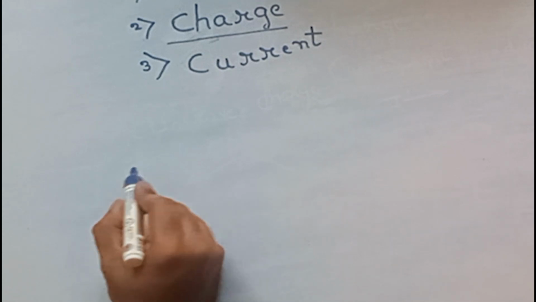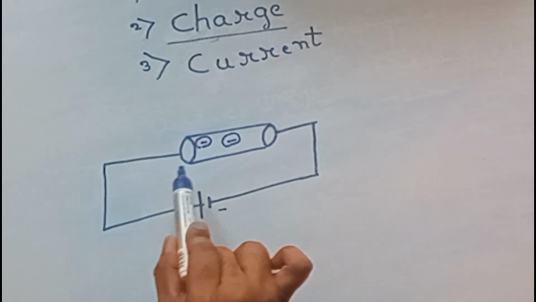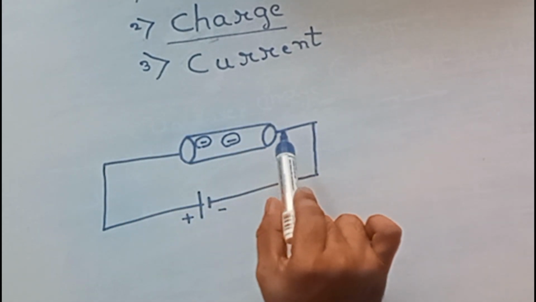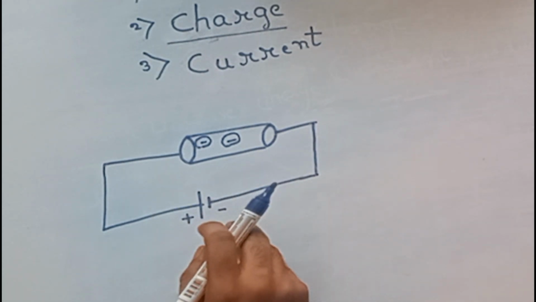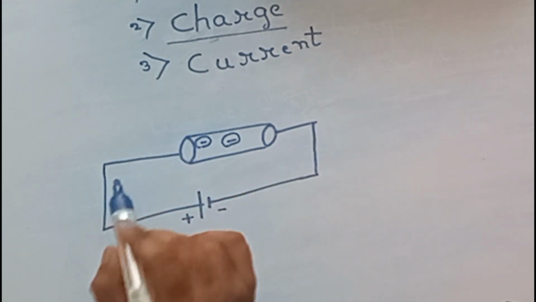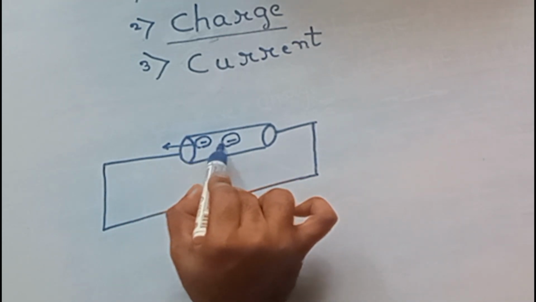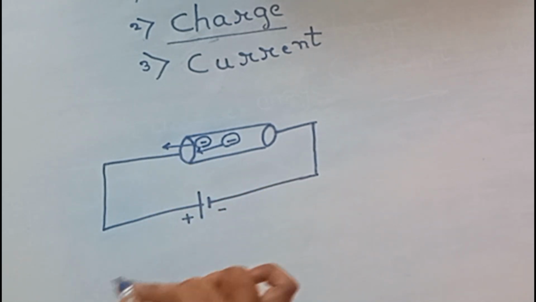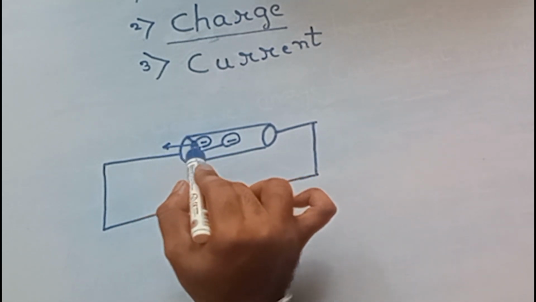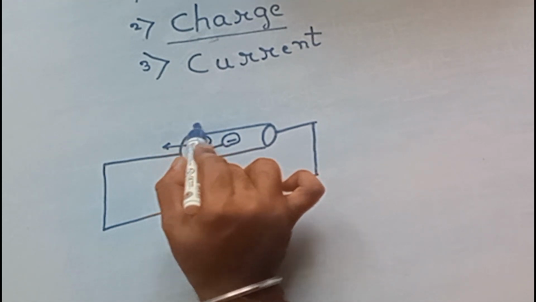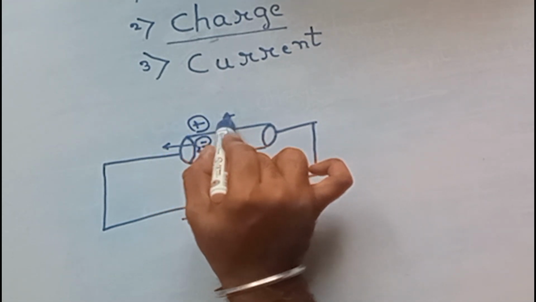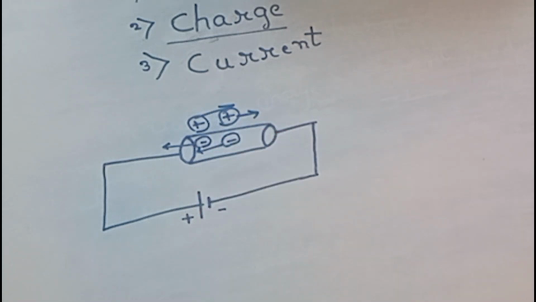Let's take an example. This is the wire connected to a battery. This is the cross section of the wire. The negative charges move in one direction, let's take in this direction. And as I said, positive charges move in the opposite direction, in this direction. It is a convention that current always flows in the direction of the positive charges.